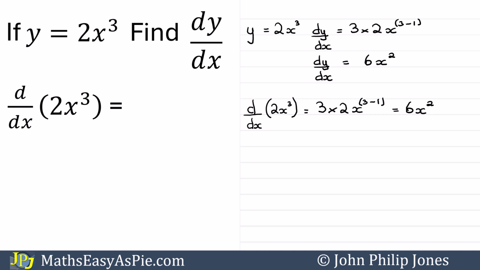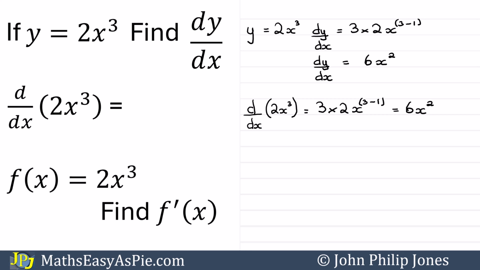It is clear that the process is the same. We bring the power down, which is the 3, to multiply the 2 to give us the 6, and from the power of 3 we subtract 1, and that gives us x raised to the power 2. Let's now look at the same example but using different notation.